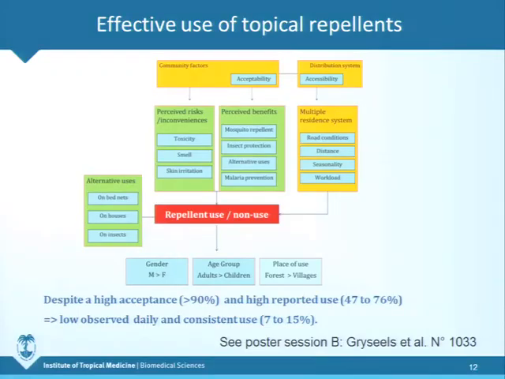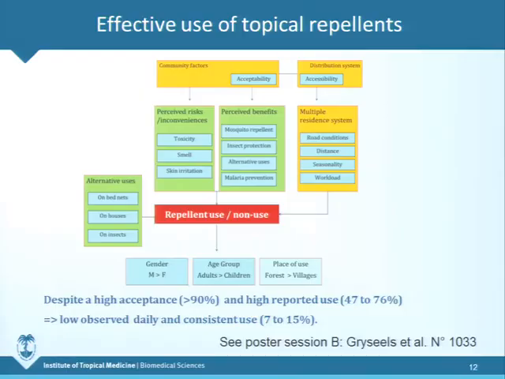There were some negative points: the toxicity, the smell, but the smell in two ways. Sometimes if the smell is absent despite the product still being active, people believe that it is not effective anymore against mosquito bites. But we also noted a lot of alternative use of repellents. They sprayed it on the bed nets, on the houses, on the insects. So that explains the use and the non-use.